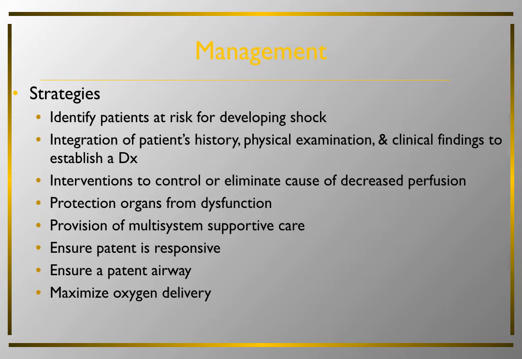Protection of organs from dysfunction. So that would be, because we're doing the interventions, we're going to protect the organs from further declining. Provision of multi-system supportive care, as well as ensuring the patient is responsive, and also ensuring a patent airway, because ABCs, what are they going to die from first? Airway. And we're going to maximize oxygen delivery, and sometimes supplemental oxygen and mechanical ventilation may be necessary to maintain an arterial oxygen saturation of greater than 90%, or a PaO2 greater than 60 millimeters of mercury, which is the perfusion of oxygen into the tissue to avoid hypoxemia.